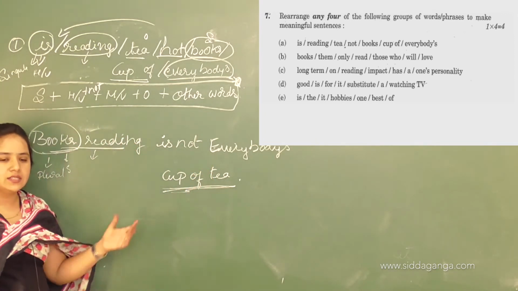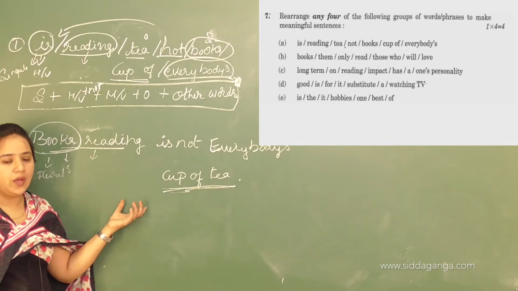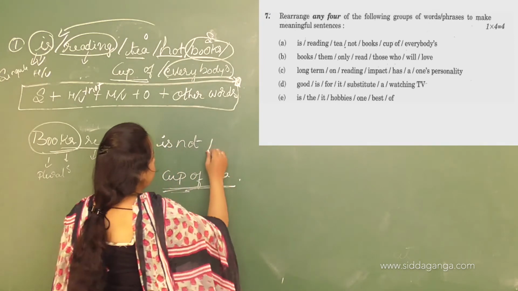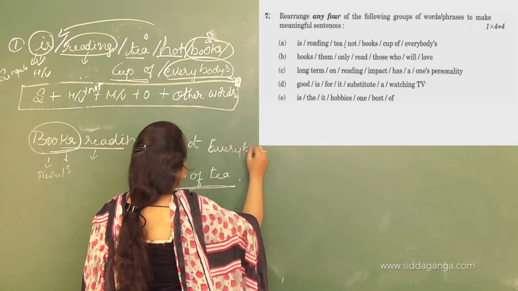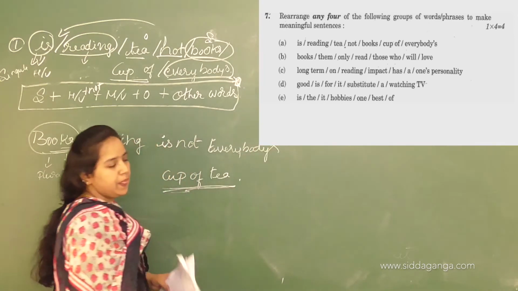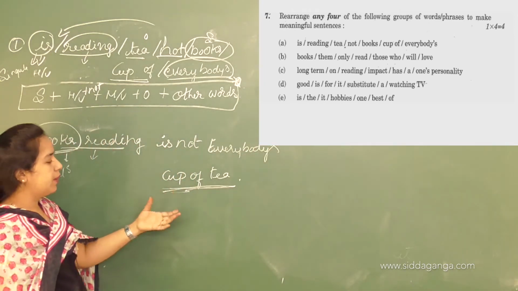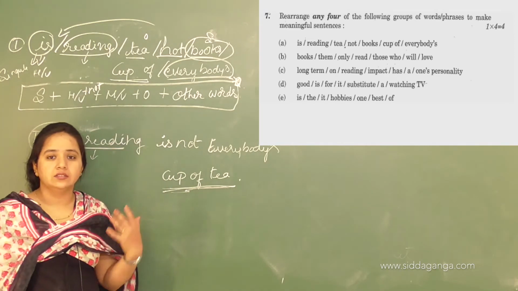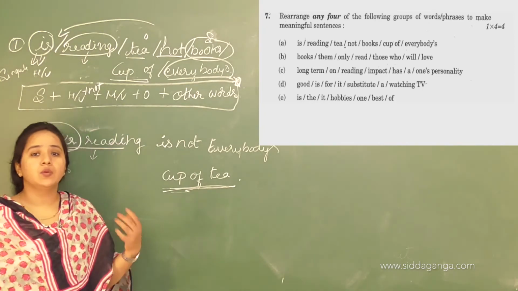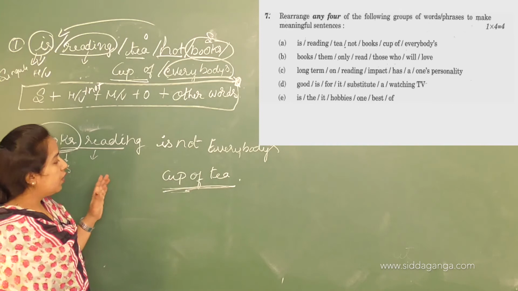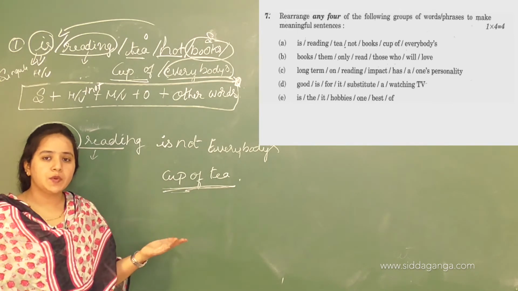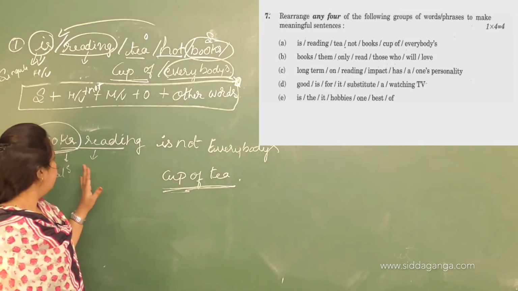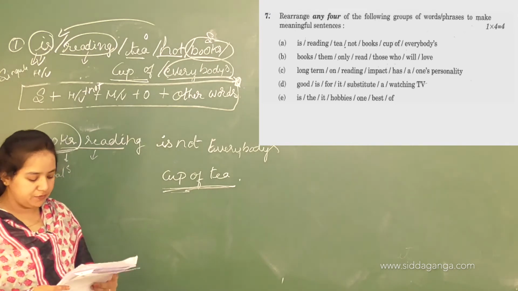Okay, so now this sentence is in a negative. Why does it tell in a negative? Because who are the people who are reading? They only love books. So books reading is not everybody's cup of tea. It's not about all the people that they can read books. The people who read books have the interest. Only those people have an interest to read the books. So this is books reading is not everybody's cup of tea. So this is the way.